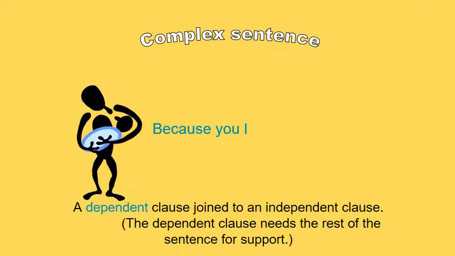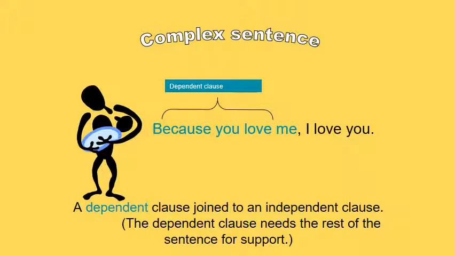Example of a complex sentence. Because you love me, I love you. The first one, because you love me, is the dependent clause. I love you is the independent clause. So a dependent clause joined to an independent clause, together they make a complex sentence.